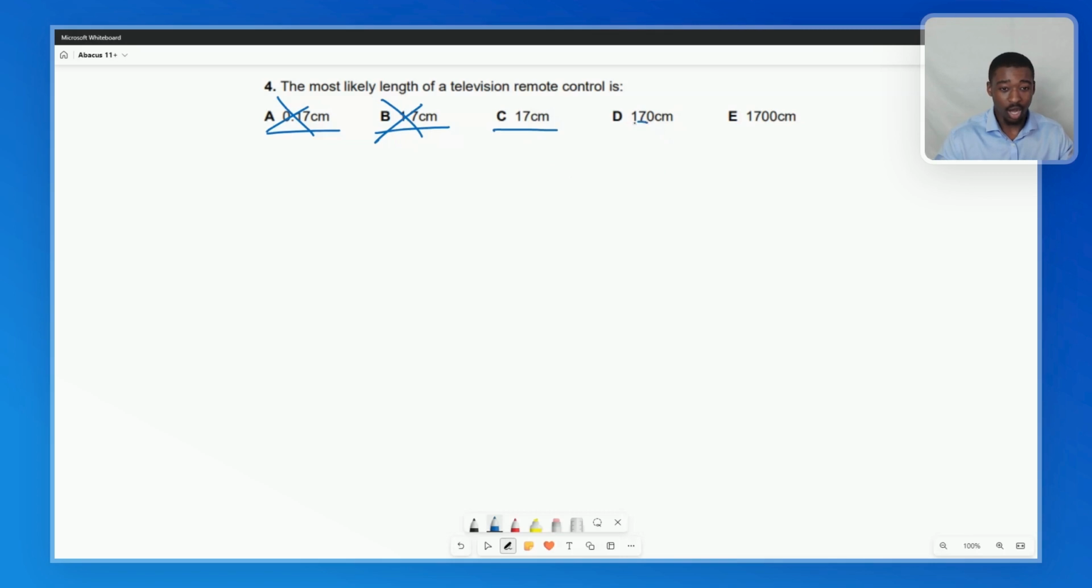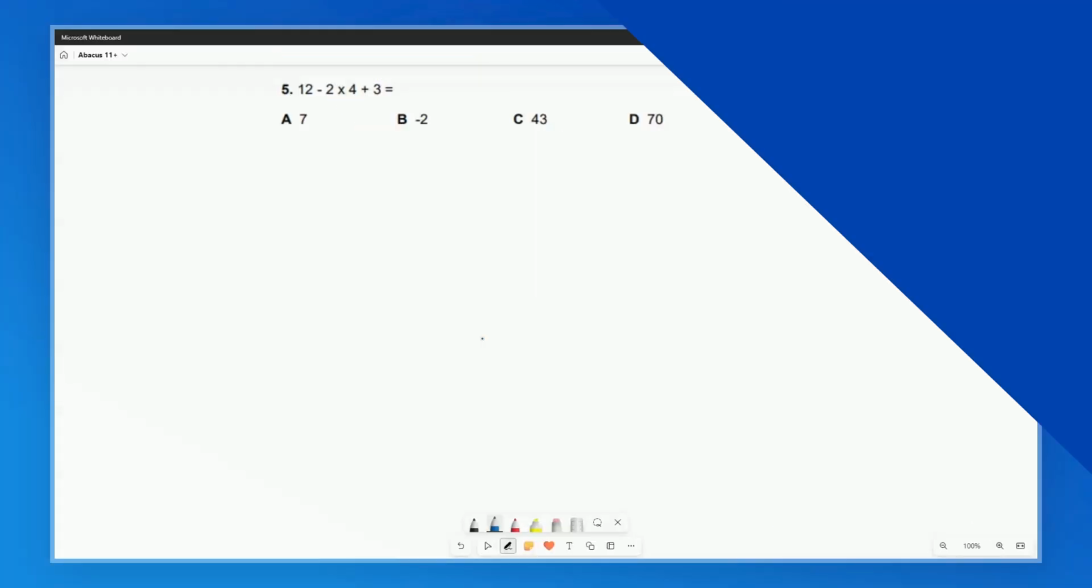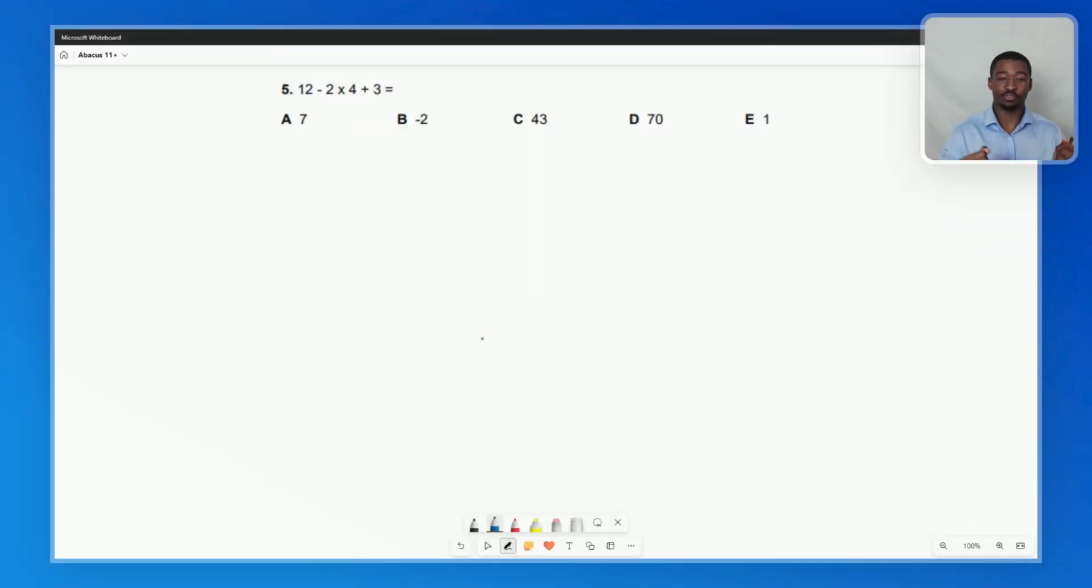So C looks like our answer, but we can confirm that because it's definitely not going to be D, 170 centimeters. That's more than a meter. That's 1.7 meters. That's far too long. And of course, E is just going to be a joke. So C is our answer. Think about familiar objects.